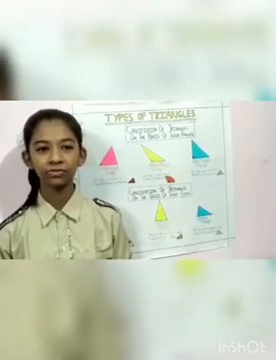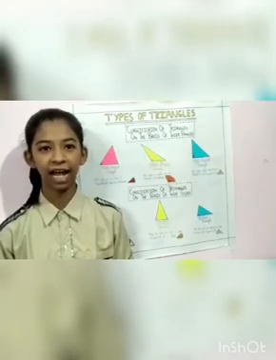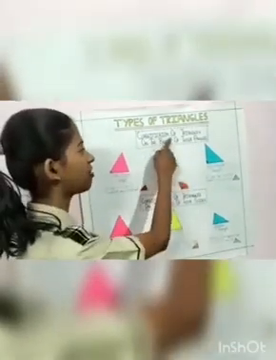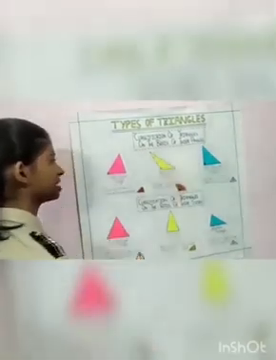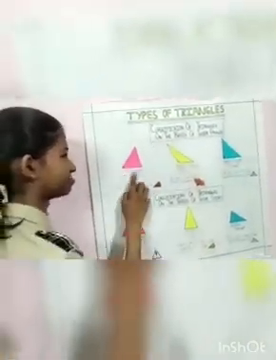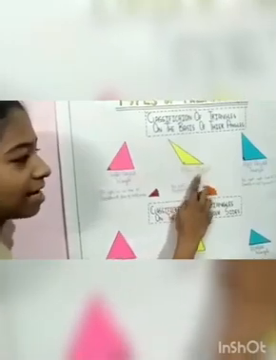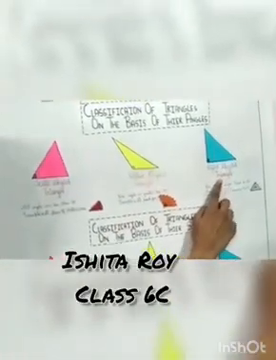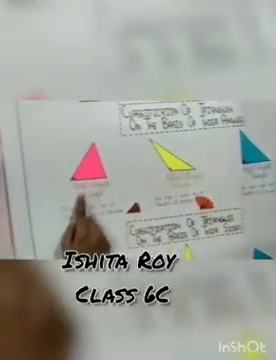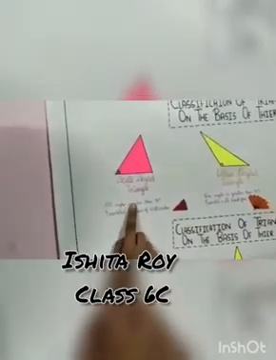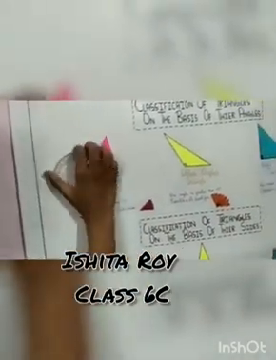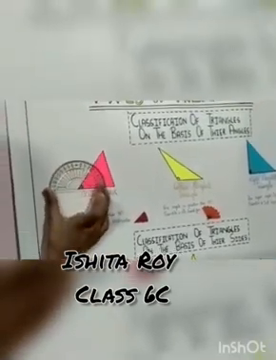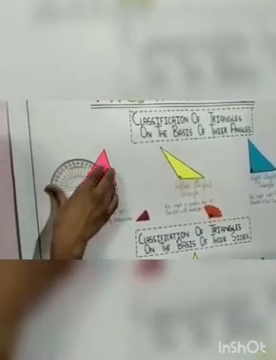Today I am going to explain to you about types of triangles, classification of triangles on the basis of their angles. In this there are 3 triangles: acute angle triangle, obtuse angle triangle, right angle triangle. In acute angle triangle, all 3 angles are less than 90 degree. By measuring with a protractor also, you can see that this angle is less than 90 degree.